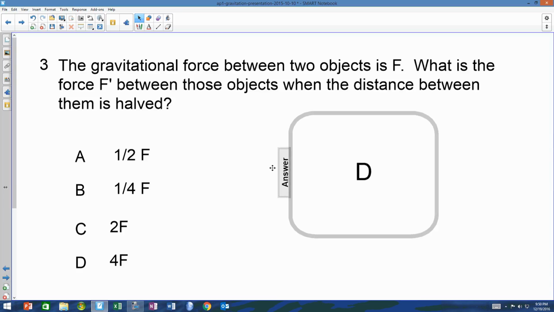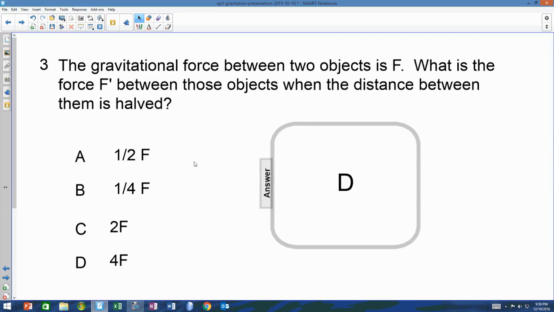Okay, so let's take a look. The correct answer is D. If the distance between them is halved, that becomes 1 over (1/2 r) quantity squared, which ends up giving you 1/4 r squared. Well, 1 over something gives you something, so it's going to be 4 times greater.